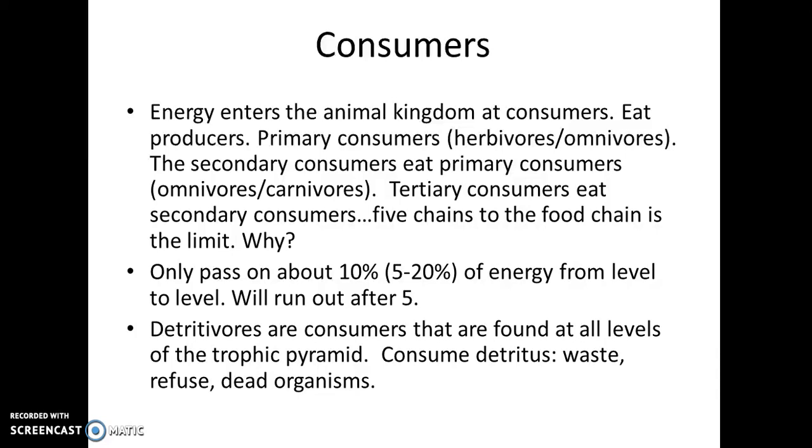Food chains usually have a limit of about 5 links. Why? Because you only pass on about 10%, 5 to 20%, but 10% is a rule of thumb, of energy from level to level. You'll run out of energy after about 5 steps.